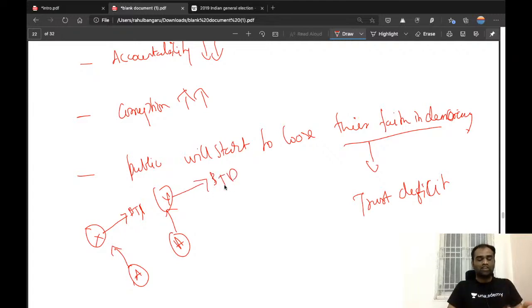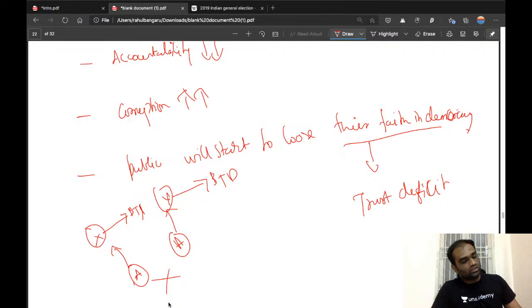Even though the intent of this person is not to vote for BJP, he is voting for BJP nonetheless because of defection. So he will lose faith in the entire democratic process itself. So the next time, what will he do? He will not come to vote itself. Okay, so the public will start to lose their faith in democracy itself, which will create a trust deficit between individuals as well as representatives.